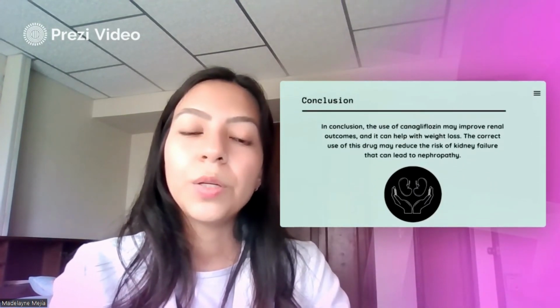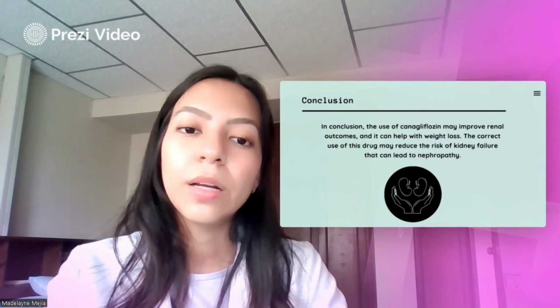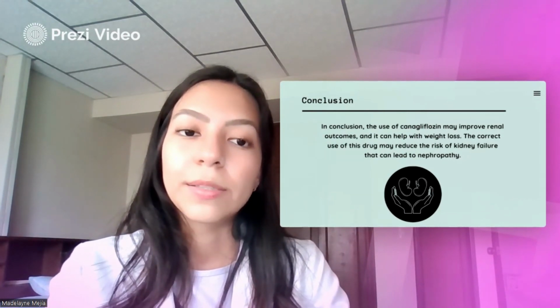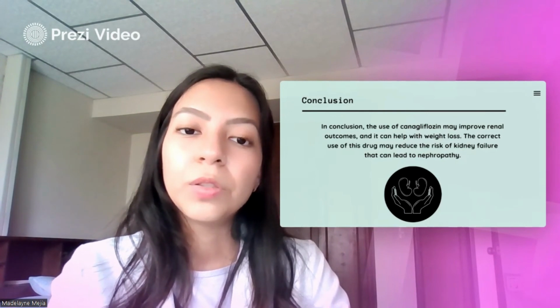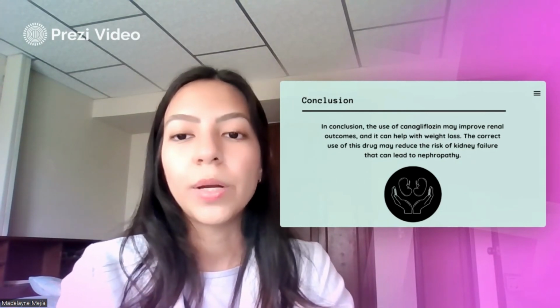In conclusion, the use of canagliflozin may improve renal outcomes, and it can help with weight loss. The correct use of this drug may reduce the risk of kidney failure that can lead to nephropathy.